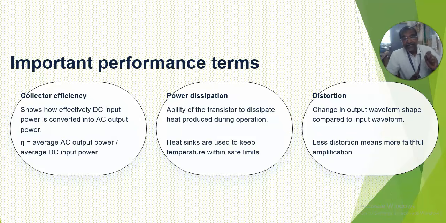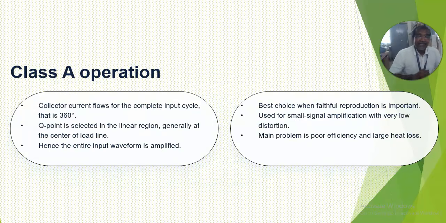Distortion is the change in the output waveform shape compared to the input waveform. Here, less distortion means more faithful amplification. Class A operation: collector current flows for the complete input cycle, that is 360 degrees. The Q point is selected in the linear region, generally at the center point of the load line.